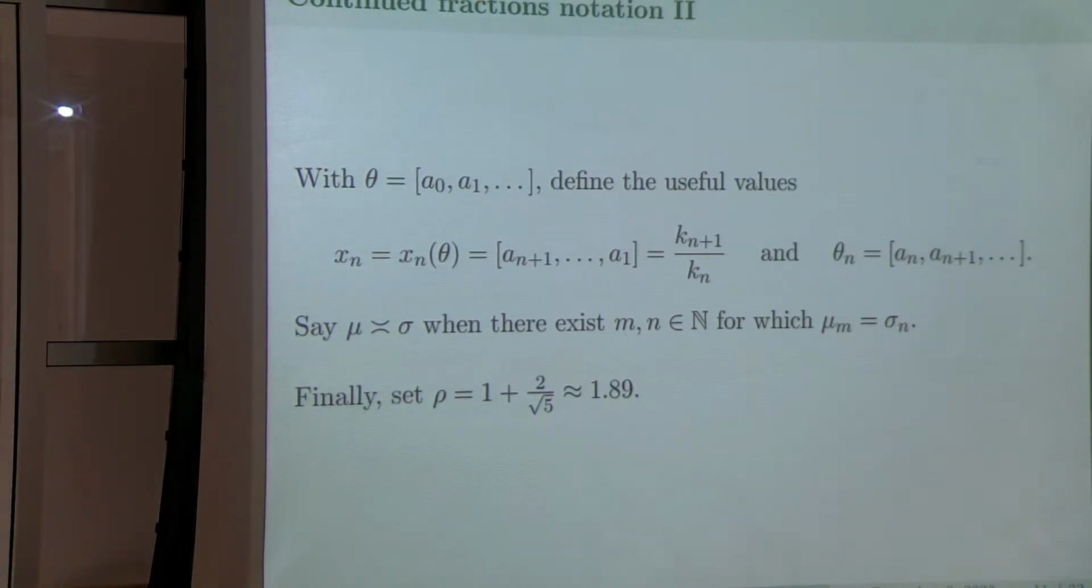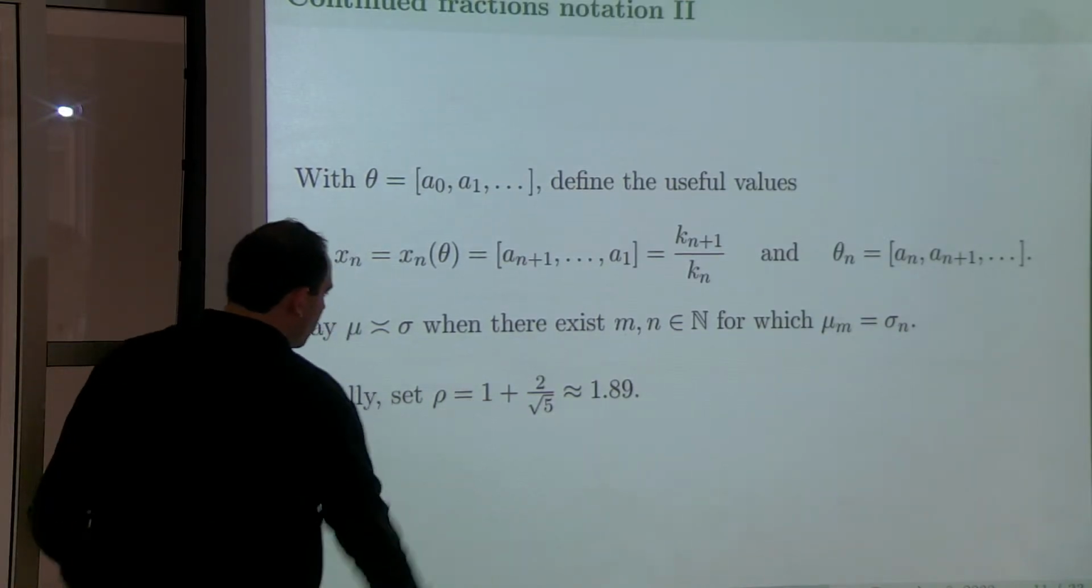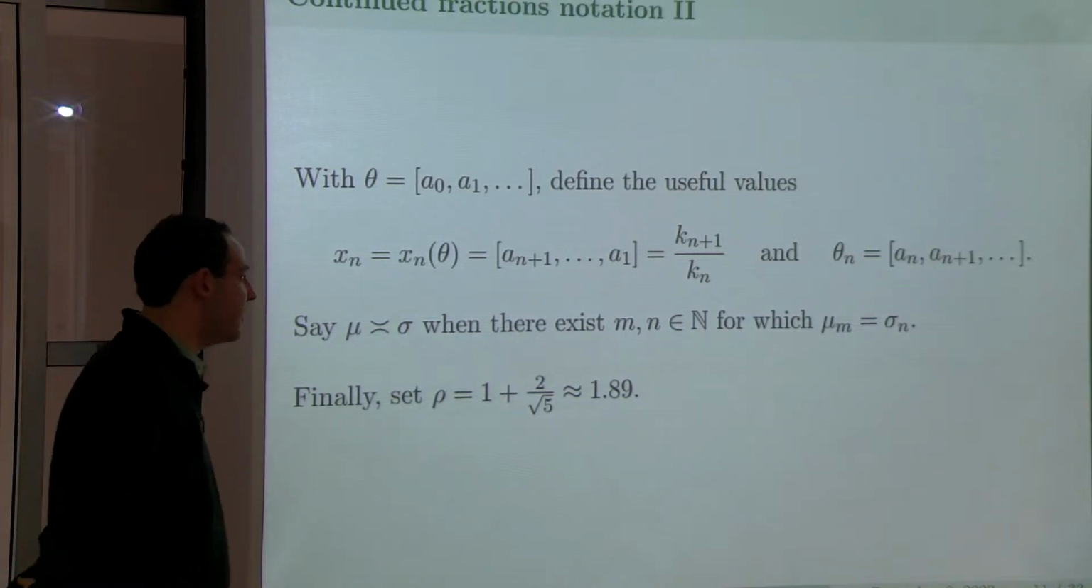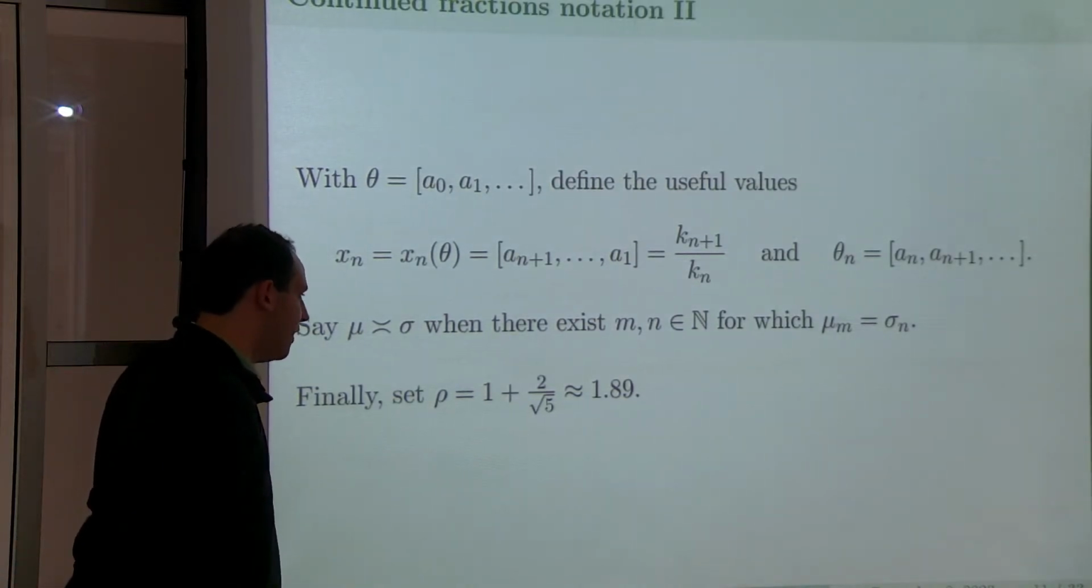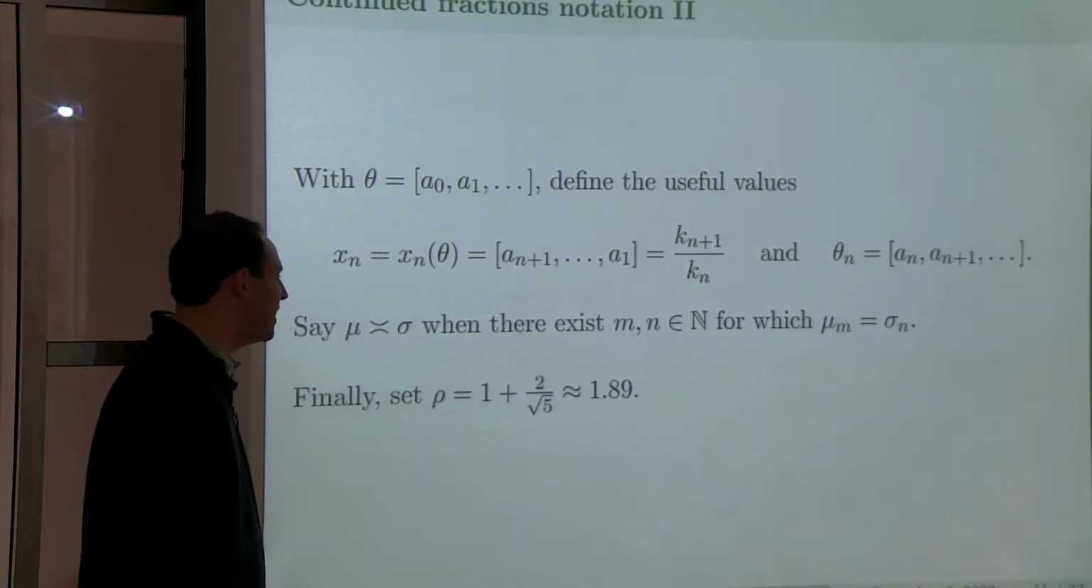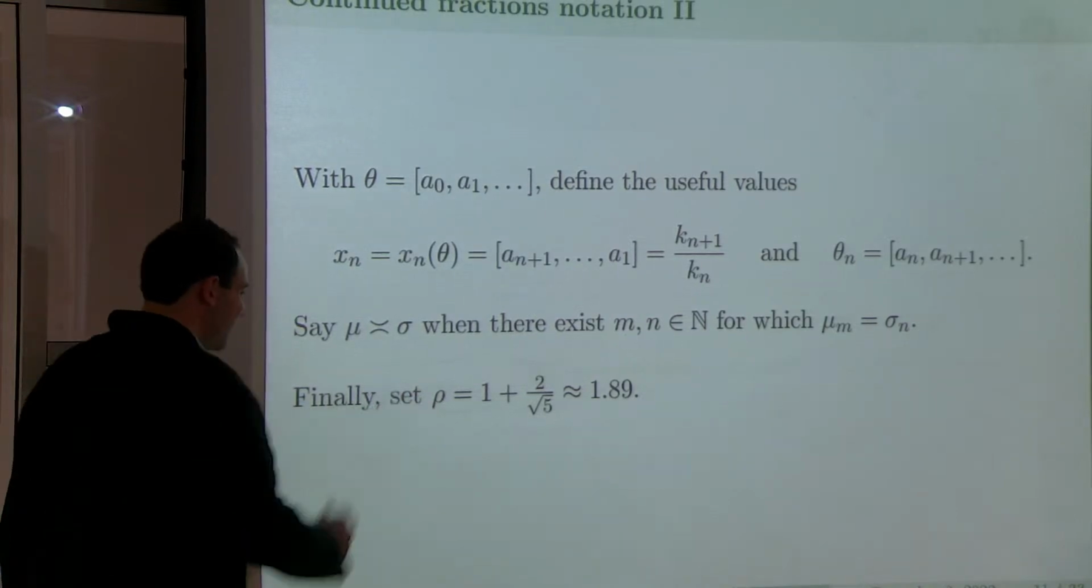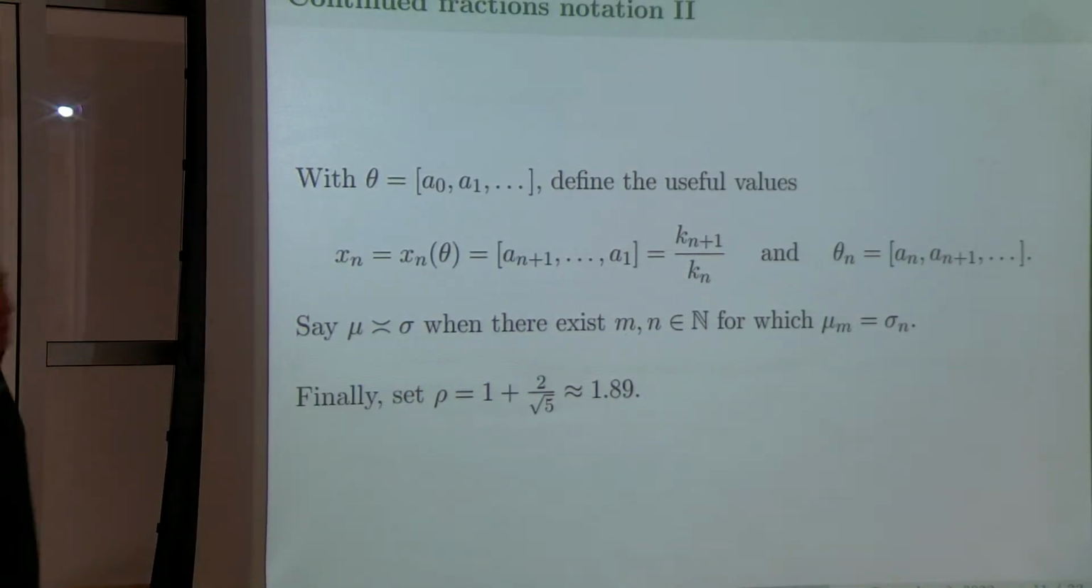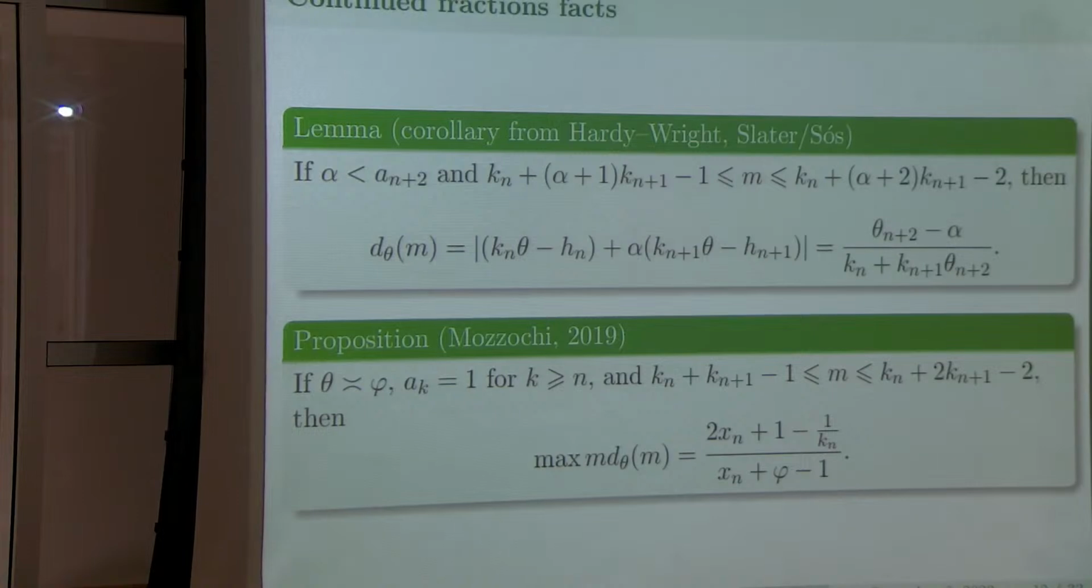And then the last thing is this number, 1 over 1 plus 2 over root 5, that showed up in that theorem of Graham and Van Lint. I just want to give it a name. There's nothing really special about the name. I just wanted to have a name for it.